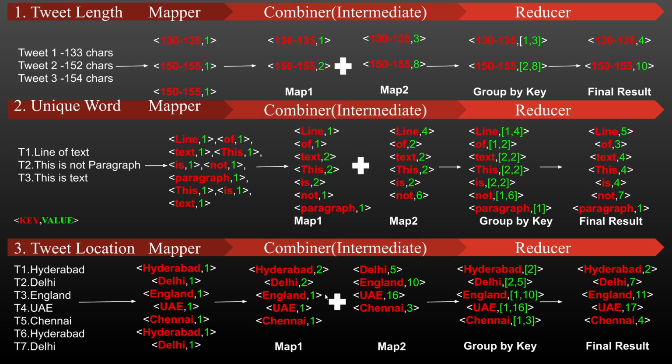The output from multiple mappers is once again grouped by key. With Hyderabad being the common key, we only have one value, so the value list includes only one element. For Delhi, it's 2, 5, and so on. A summation operation is performed in the reducer again, and we obtain the final result.